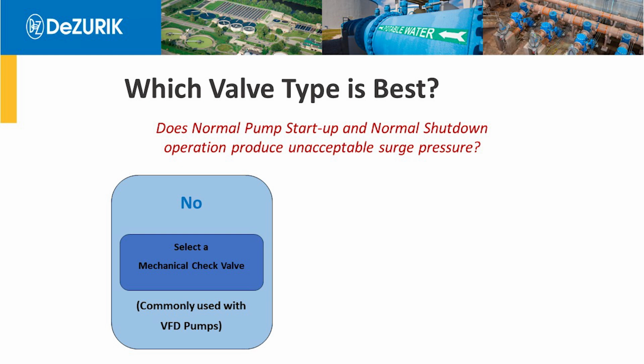As I said earlier, abruptly changing the fluid velocity creates surge. So we ask ourselves the question, does normal pump startup and normal pump shutdown produce unacceptable surge pressures? If the answer is no, you can utilize a mechanical check valve. Generally, you'll see mechanical check valves used in conjunction with variable frequency drive pumps. So under normal operation, the VFD is ramping up and ramping down over 10 or more critical periods, and we don't have those surge pressures, so we can use a mechanical check valve.